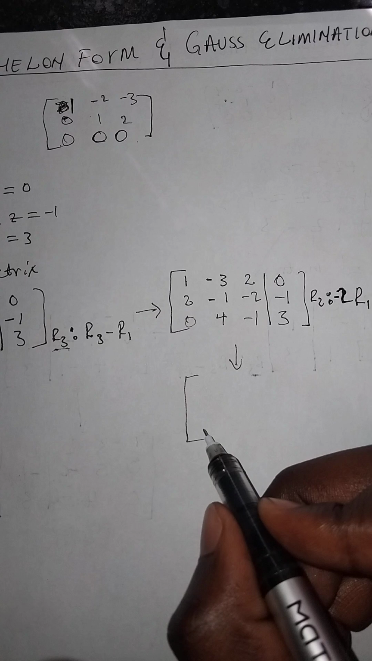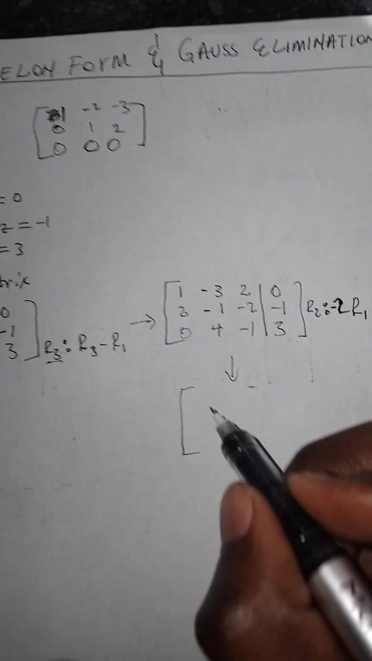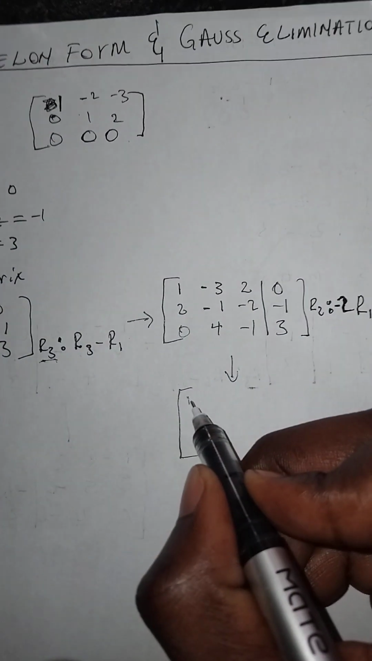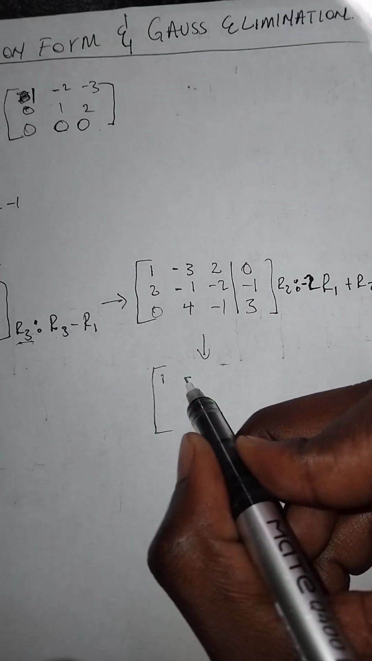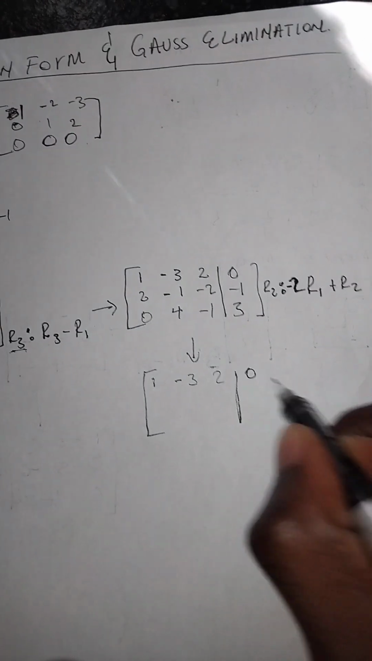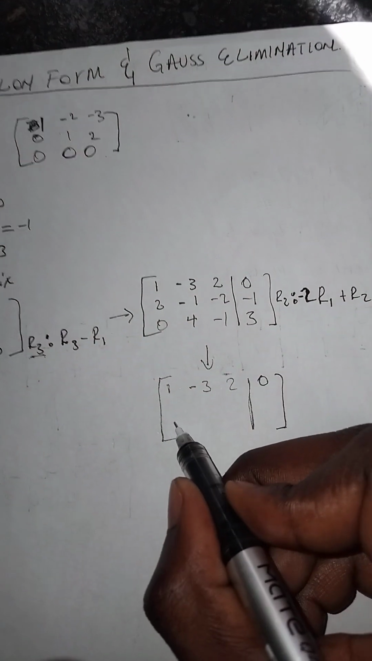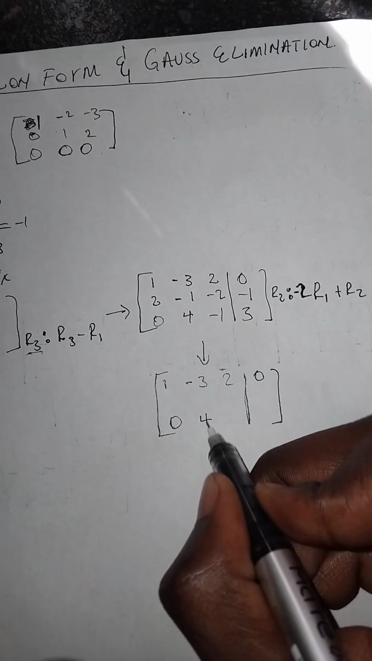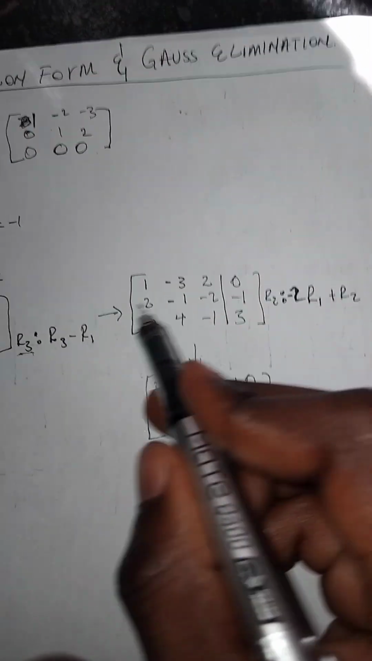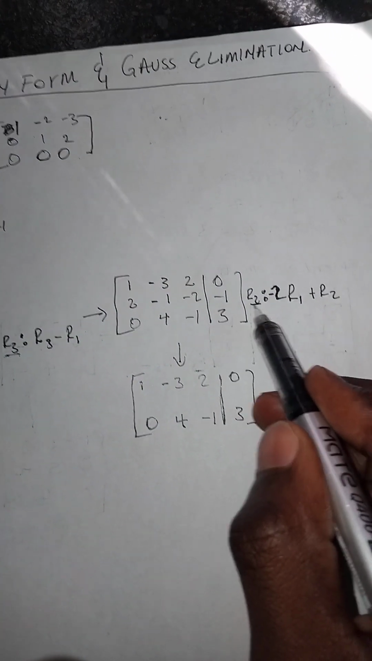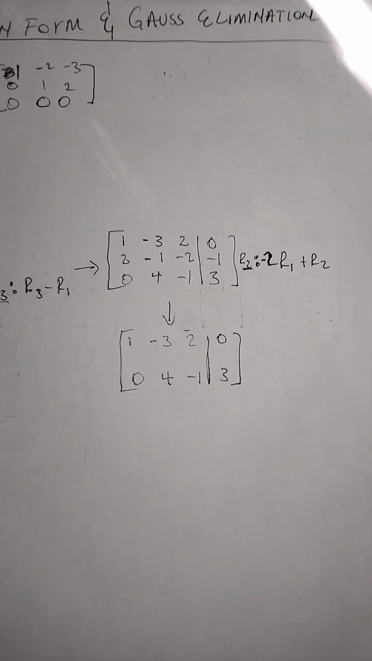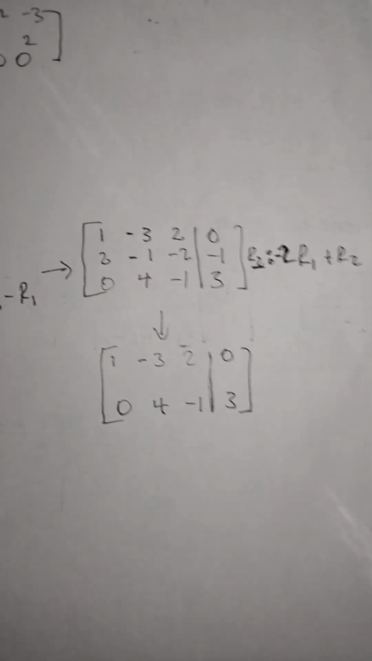Okay, so the rows that are not being affected is the first one. So we're going to keep the entries as they were. It's 1, minus 3, 2, and 0 for the first row. Okay, and on the last row, it's 0, 4, minus 1, 3, like that. So the only one that is going to be affected now, we see that it's going to be row 2. So only this one is going to change. So let's apply the operation and see how that is going to be affected.